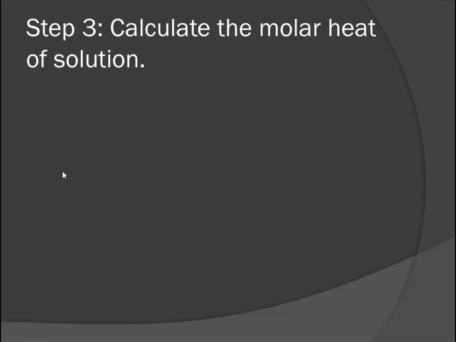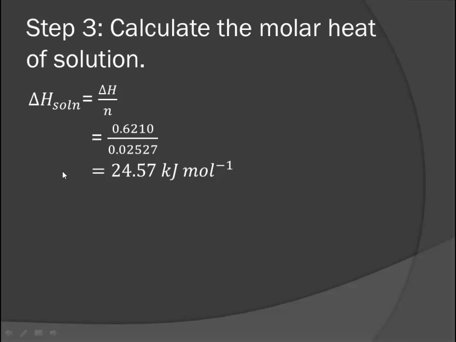And the final step is to calculate the molar heat of solution. So that's the amount of heat that is absorbed or released per mole of salt. The equation that we use is that the heat of solution is delta H divided by n. Delta H we calculated earlier to be 0.6210 kilojoules. n we've just calculated to be 0.02527 mole. When I put that into my calculator, it turns out to be 24.57 kilojoules per mole.